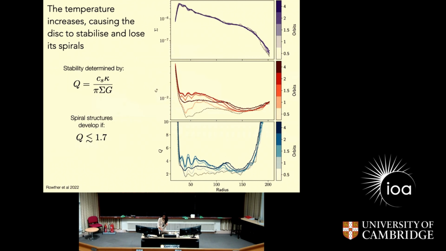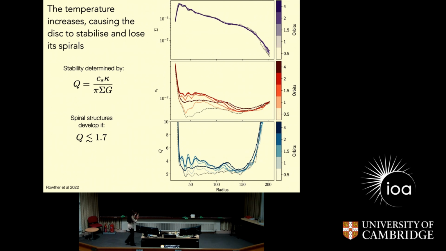Let's actually look at the Toomre stability parameter and see what happens in terms of the stability. So again, here is our Toomre stability equation. We're interested in the sound speed and the surface mass density, because those are the two aspects that are critical in determining the Toomre stability parameter. In each of these, the color bars show the time evolution. So again, the darker the color, the later we are in the simulation. In this first plot of surface mass density, all the lines pretty much lie on top of each other, meaning that things don't change with the surface mass density.